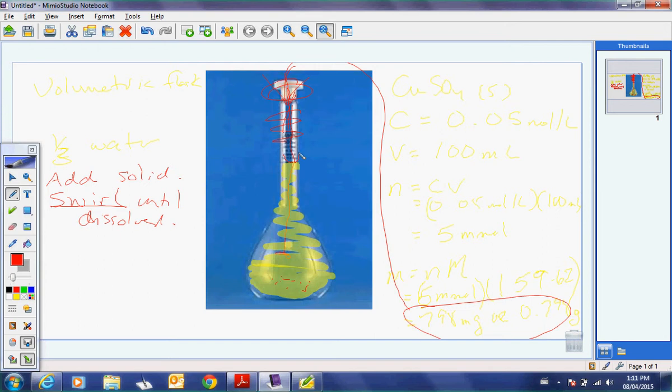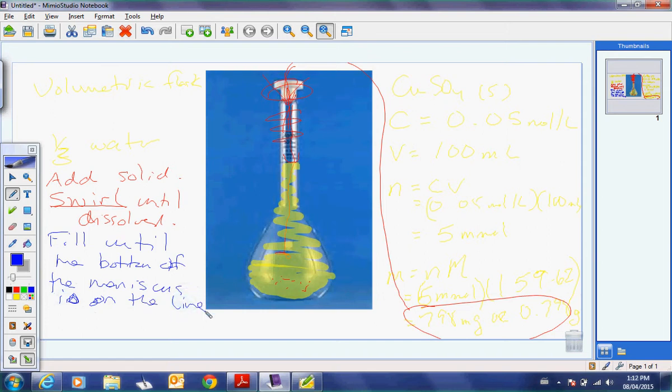Yes? And then, lastly, sorry, I haven't been writing these down. So add water, add solid, swirl and dissolve, fill until the bottom of the meniscus is on the line. I assume you guys are all writing these down. Until the bottom of the meniscus is on the line. And then stopper, and what do we call that? Shaking it upside down? Mixing by inversion.